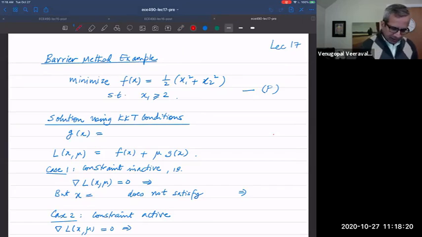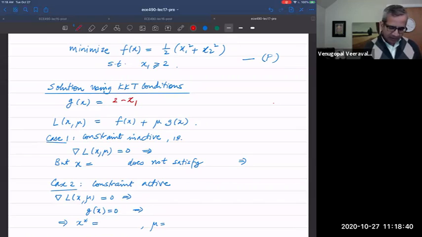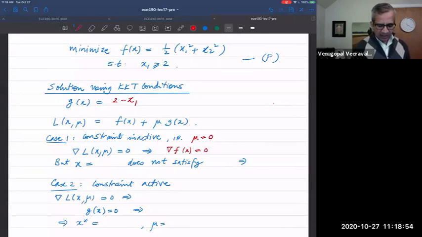Here our constraint function g(x) is 2 minus x1. Our Lagrangian is f(x) plus mu times g(x). There's only one constraint, so there's only one mu. We have to consider two possibilities, the constraint being inactive and active. Let's first say that it's inactive, so mu equals 0. Then the gradient of the Lagrangian being 0 is the same as saying that the gradient of f is 0. But the gradient of f is just (x1, x2), so the gradient of f being 0 implies that x is equal to 0.